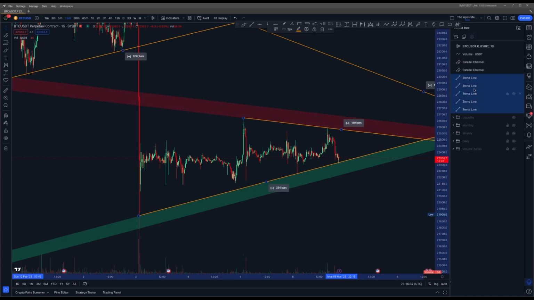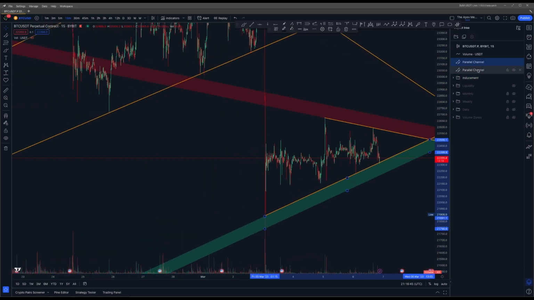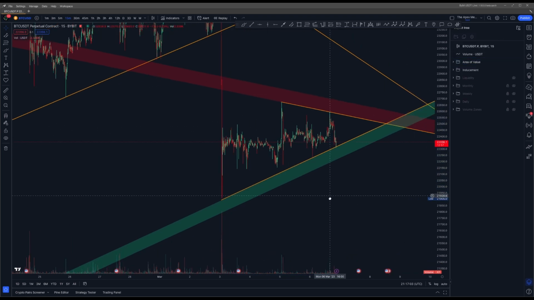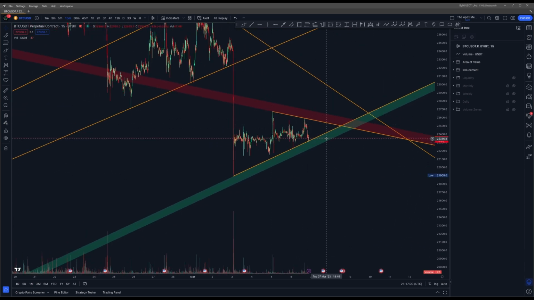Okay, so what I'm doing with these is I'm going to recreate a channel and I'm going to call that inducement. Why do I call these inducements? Because these are, I'm going to call these areas of value. These would be my areas of value, areas where I would be interested in taking either a long or a short. Red would represent a short, green would represent a long.